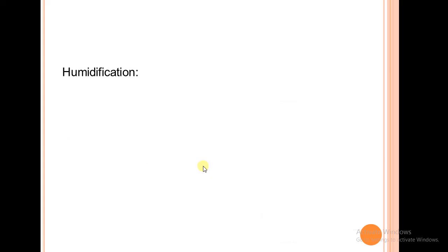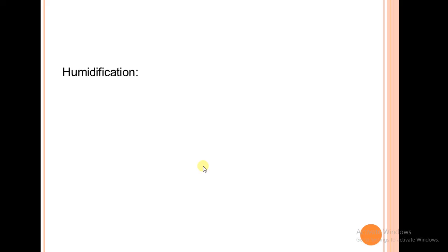The next function of the upper respiratory tract is humidification. Humidification means adding water vapors to the dry air. So when we inhale dry air, it is humidified by addition of water while it passes through the upper respiratory tract. Water vapors are added to the air so that the vapor pressure of water increases to 47 millimeter of mercury.